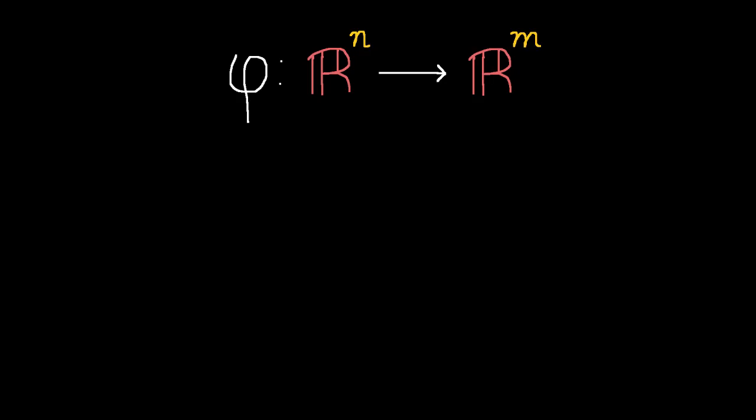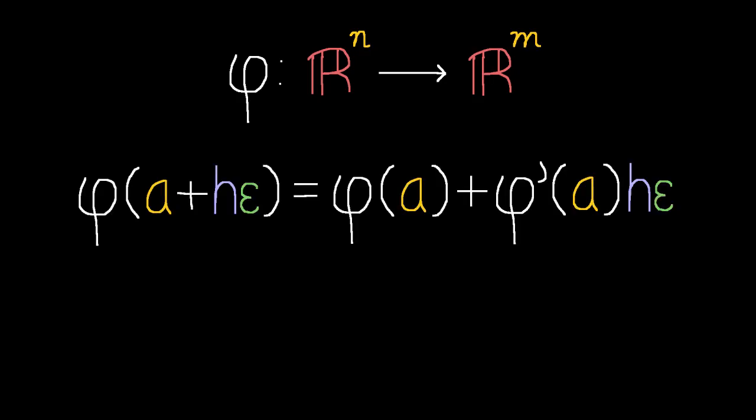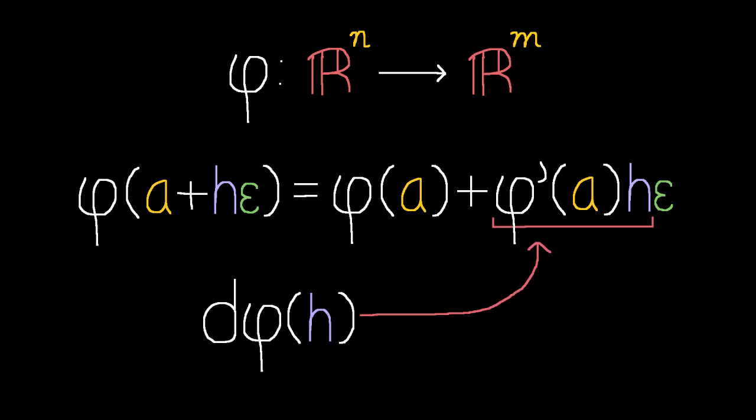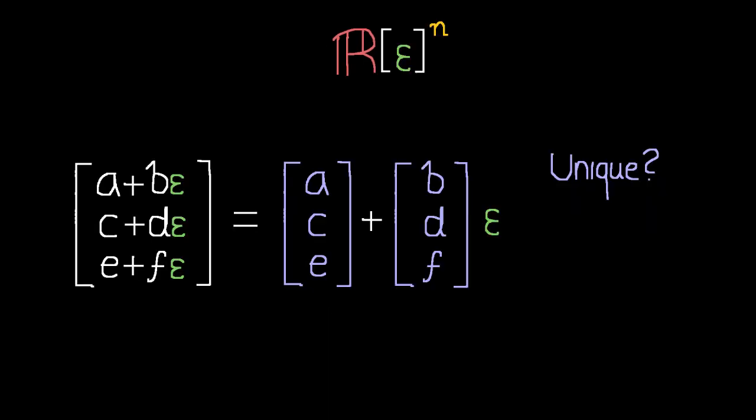We can now define the derivative phi prime of a of a multivariable function phi at a point a that can be extended to the dual numbers, if it exists, as a matrix satisfying this equation. The differential d phi at a is then just the linear map represented by phi prime of a. In the last section, we already did the work that guarantees that this matrix will be unique, as phi prime of a times h will just be some vector in Rm.